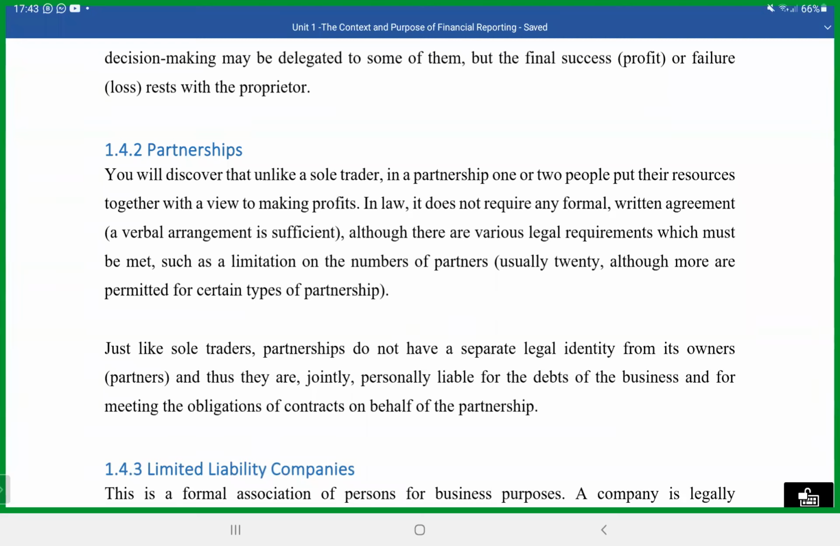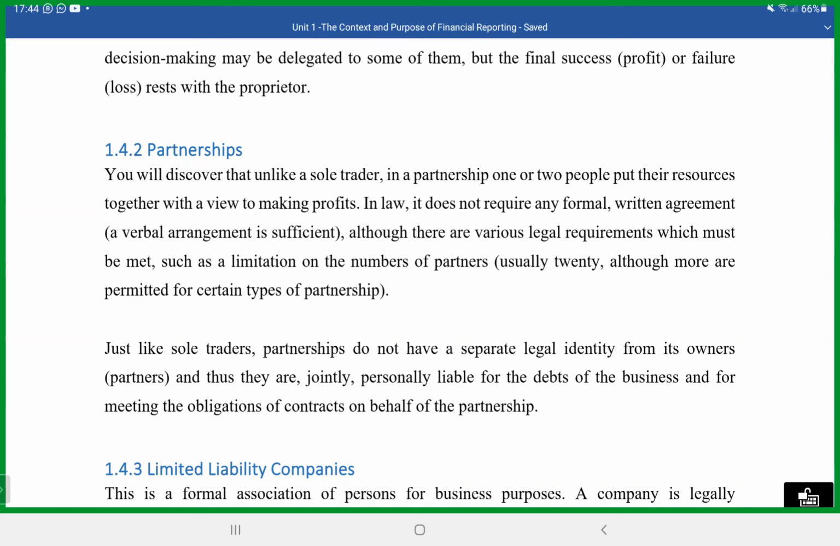I was saying, in partnership we have active partners as well as dormant, or rather sleeping, partners. Active partners are those partners that take part in the day-to-day operations of the business, or rather the firm. All right, thank you very much.